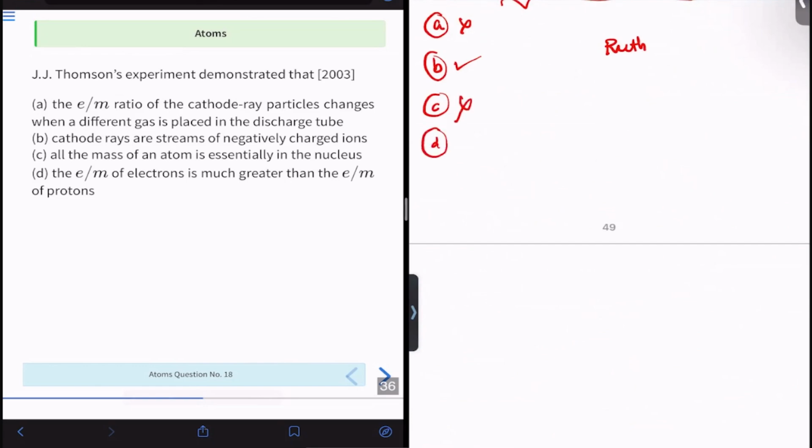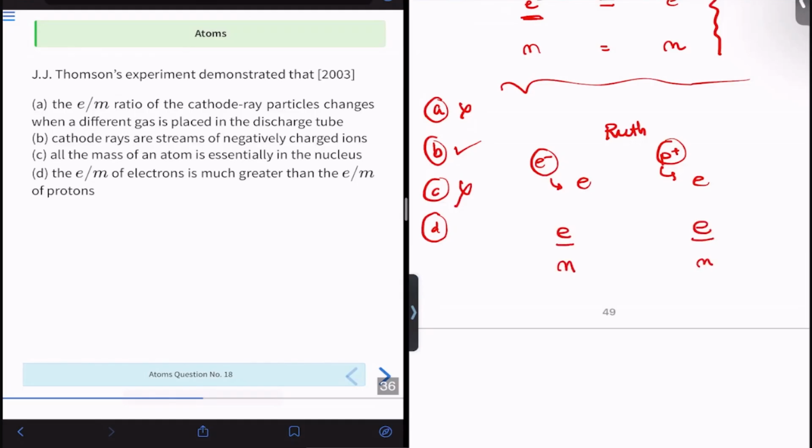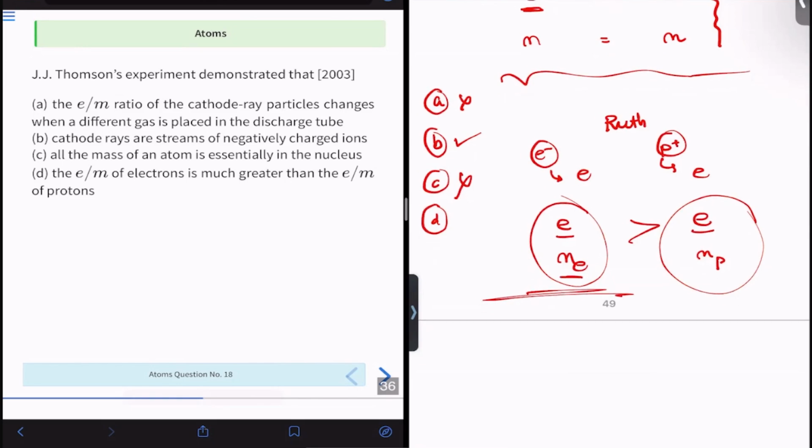Then option D says the charge upon mass ratio of electrons is much greater than the charge upon mass ratio of protons. Will it be like that? See, the charge of electron and proton is the same, because the electron carries one negative charge and the proton carries one positive charge. Though the sign is different, the value is the same. But what they're asking is the e/m ratio. Which will have a higher e/m ratio? Is the mass of the electron more or the mass of the proton? I think everyone knows this. The mass of the proton is very, very much higher than the mass of the electron. So the e/m ratio of an electron will be more than that of a proton. Why? Because the mass of the electron is in the denominator. Since the mass of the electron is very less, this whole ratio will be high. I hope it's very clear.